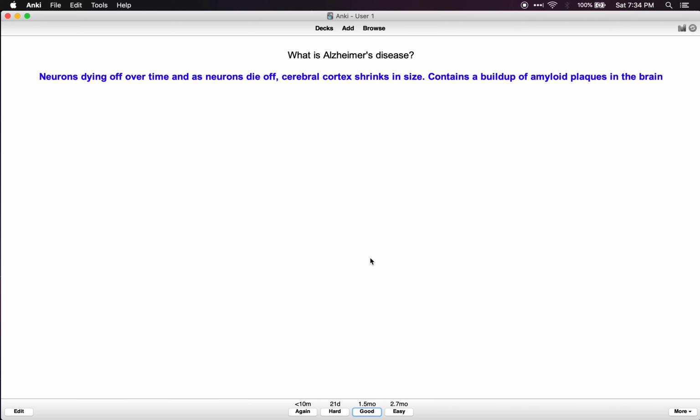Alzheimer's disease. I don't think I remember it. Neurons dying off over time, cerebral cortex shrinking in size, contains a buildup of amyloid plaques in the brain.